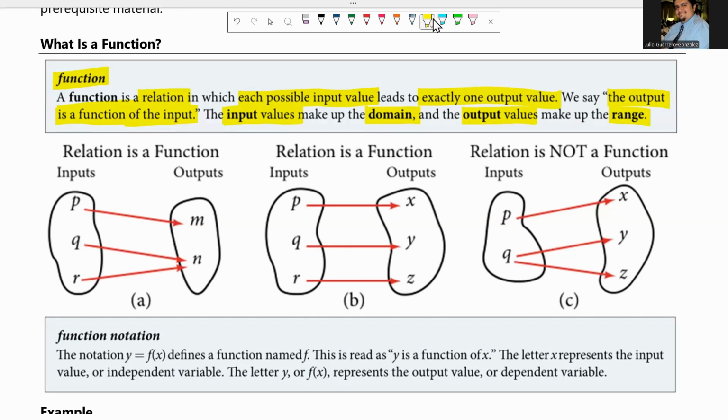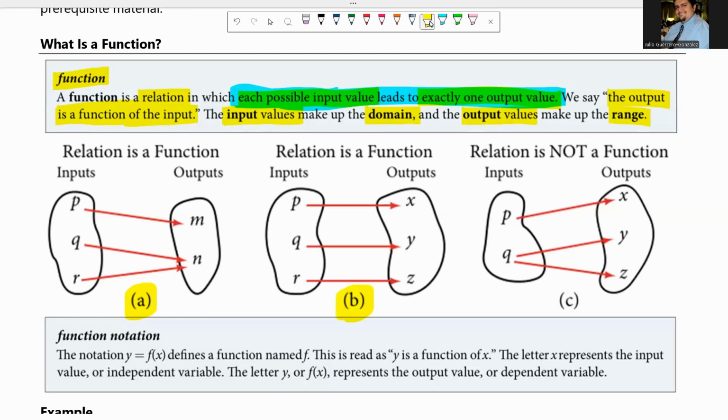Let's go ahead and start with A. If you take a look at this relationship, we have inputs P, Q, R, and the outputs are M and N. If you take a look at this exact definition right here, which I'm going to highlight in blue, every possible input goes to exactly one output. A does it. Same thing with B: every input goes to exactly one output.